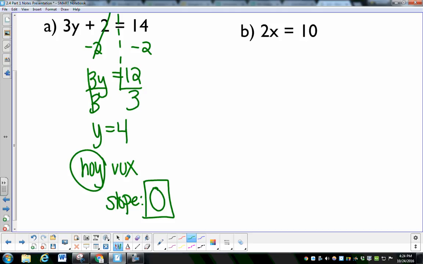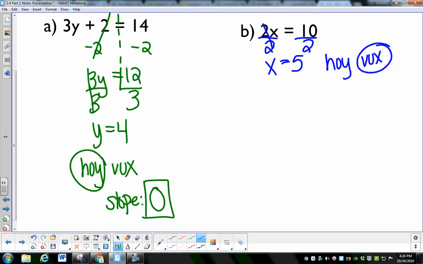If we look at our other equation, 2x equals 10, I can get that x by itself. I just divide by 2, so x is 5. And then if I look at HOI, VUX, I only have an x. So I'm looking at the VUX part of that, which means it's vertical, straight up and down. And remember, on a straight up and down line, the slope is undefined. And you also know it's undefined because of that U in VUX.